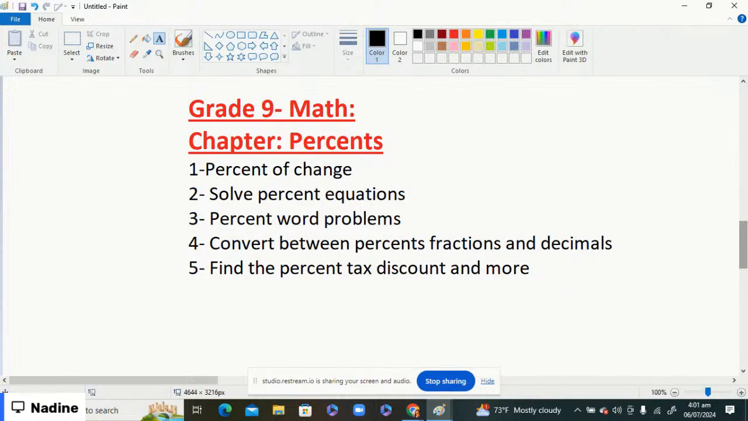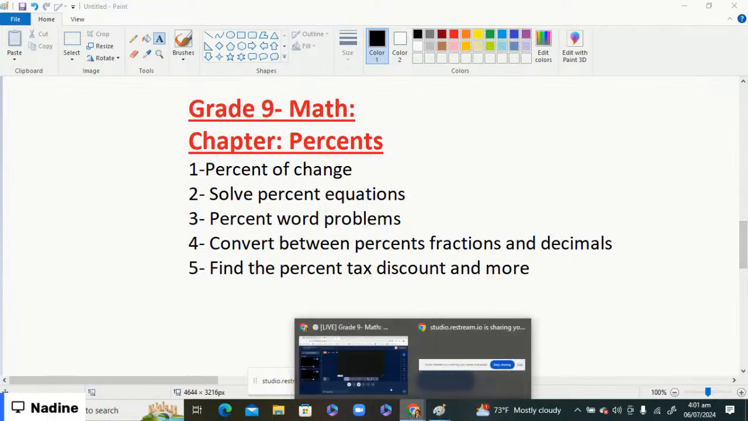So today we are here for grade 9 maths. The chapter name is percents. Today we cover the lesson which is percent of change, solve percent equations, percent word problems, convert between percents, fractions and decimals, and find the percent tax, discount and more. So we are going to find it out one by one.